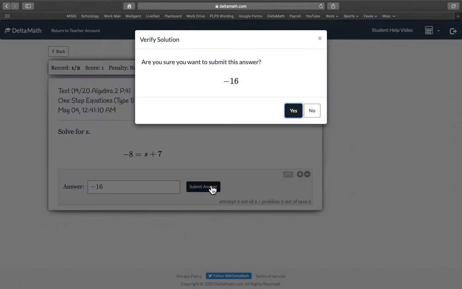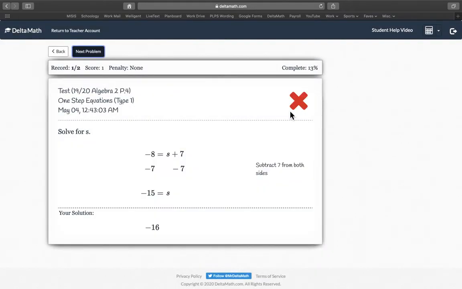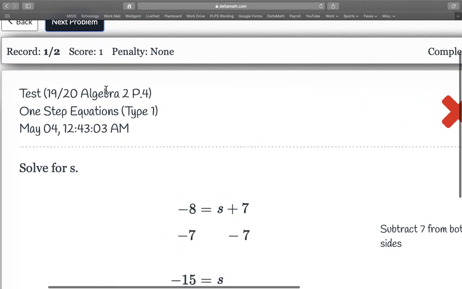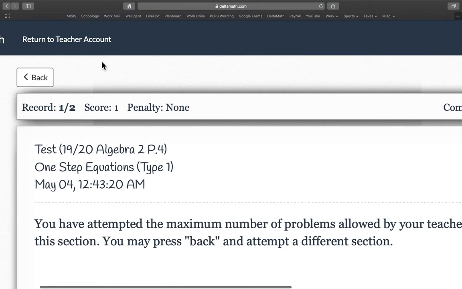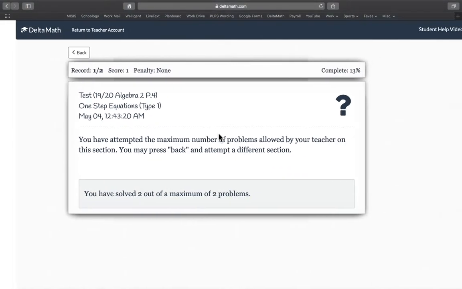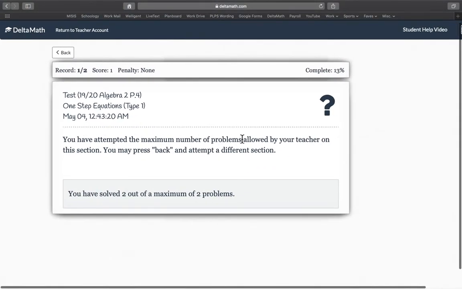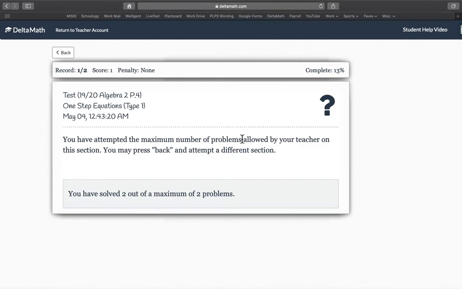You're going to hit submit answer, you're going to hit yes, and it was wrong, unfortunately, right? You got it wrong. So you have now done two different problems. Max are two different problems. You cannot do any more. And look what happens when you try to do more. You hit next, and it says you have attempted the maximum number of problems allowed by your teacher, by me.